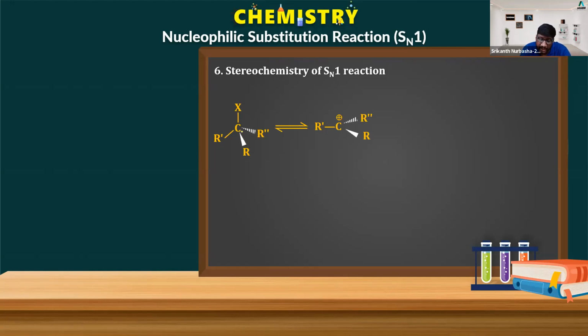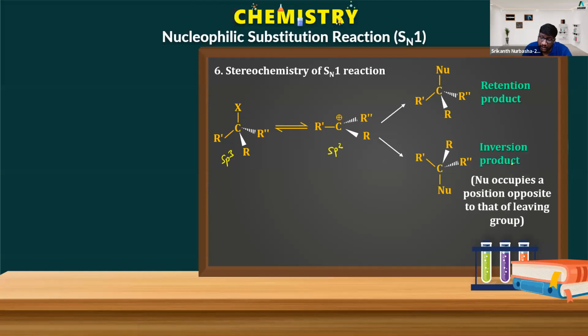So we have R', C, X, R, R'' converting into R', C plus, R, R''. sp3 hybridized carbon converted to sp2 hybridized carbon. Here we have sp3, here we have sp2. We can think of attack of the nucleophile from the top as well as from the bottom. But the opposite attack is greater because the leaving group has not diffused greatly. We can get retention product and inversion product. In the inversion product, the nucleophile occupies a position opposite to that of the leaving group.